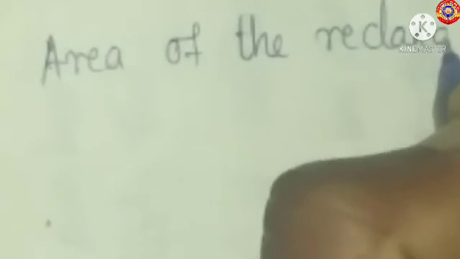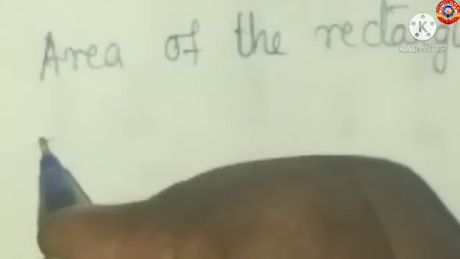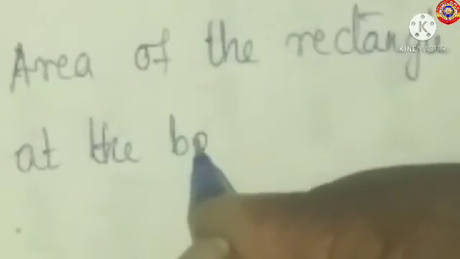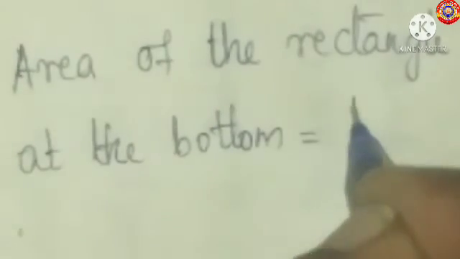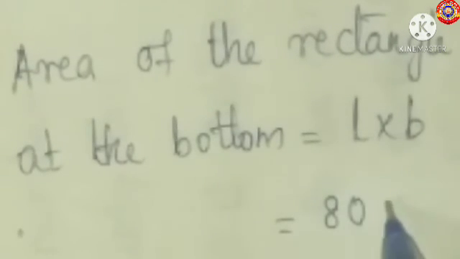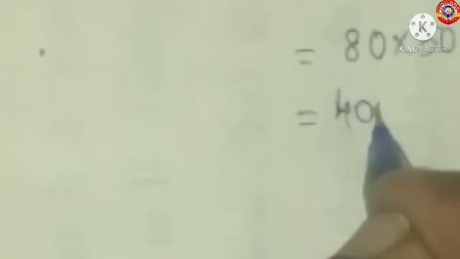Next we want to find the area of the rectangle at the bottom, right. From the figure itself it is clear that the breadth of the rectangle is 50 centimeter and in the textbook it is given that its length is 80 centimeter. So L into B becomes 80 into 50, which is 4000 centimeter square. Since it is a water trough, okay, we need not find the other opposite side of this rectangle.